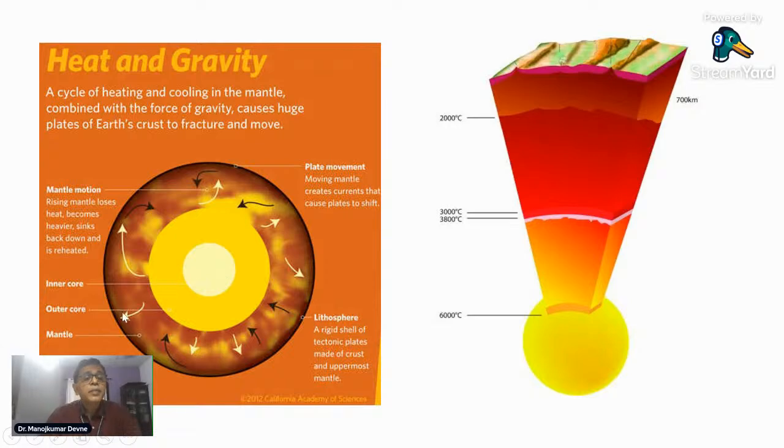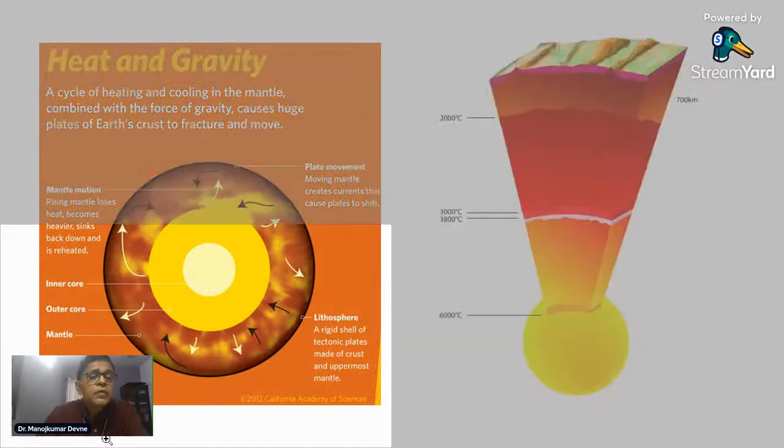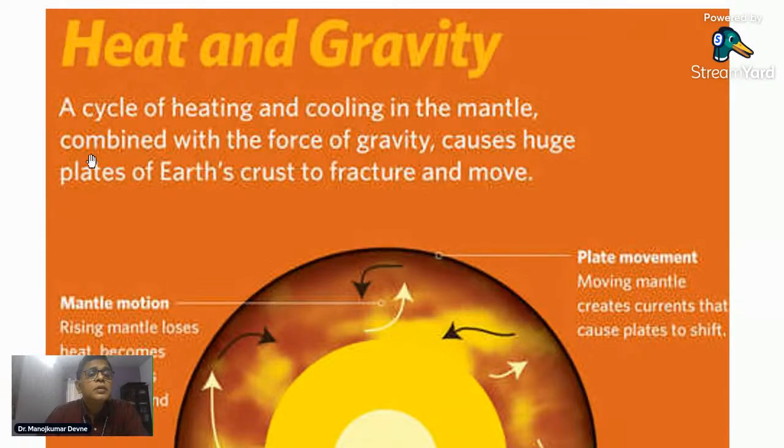If we are to enlarge this, you'll see that you have a lot of convective cells that keep on working in the interior of the earth, and that keeps the plates, the crust which is made up of plates of earth, to fracture and move here and there as such.